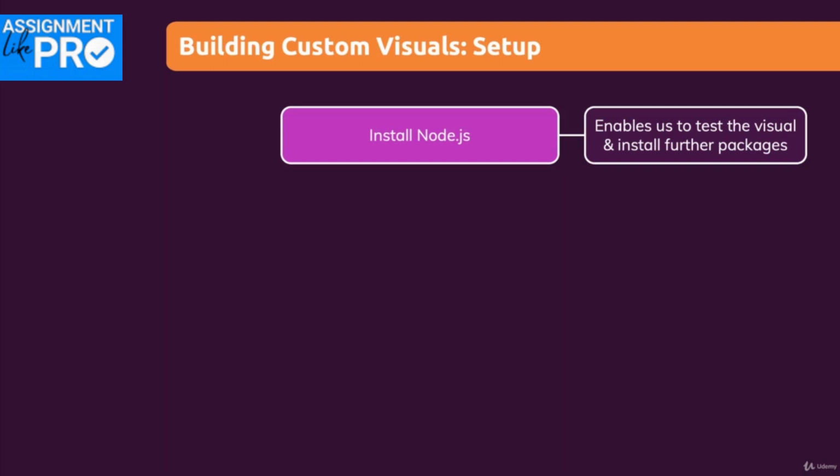And B, we need Node.js to install further packages, because that Node.js technology, which we're going to install together in a second, comes with an extra package manager, npm for Node Package Manager, which we then use to install further packages and tools on our machine. So Node.js is the first step, and we'll install everything together step by step in the next minutes, no worries.